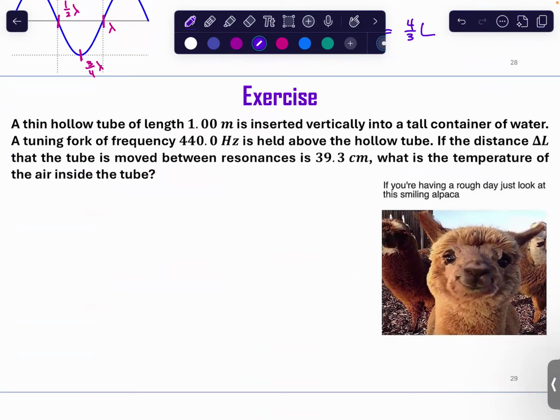A hollow tube, length of 1 meter, is inserted vertically into a tall container of water, which means it's now closed on one end. A tuning fork of frequency 440 hertz is held above the hollow tube. If the distance delta L that the tube is moved between resonances, when you're going to these different overtones, is 39.3 centimeters, what is the temperature of the air inside the tube?